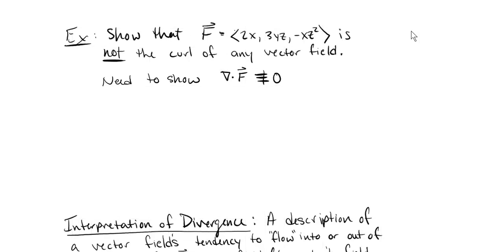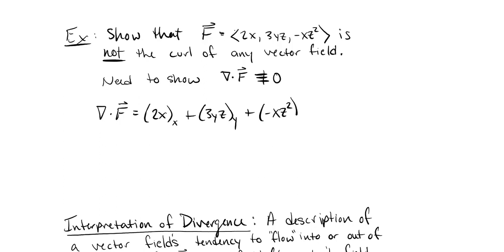So let's show this. All we have to do is take the divergence, quick and easy. Remember, that's just the derivative of the first component with respect to the first variable, second with respect to the second variable, and last component differentiated with respect to the last variable. This is 2 plus 3z minus 2xz. Notice this is not identically 0. It's not constant equal to 0. It's not constant at all. This is not 0.